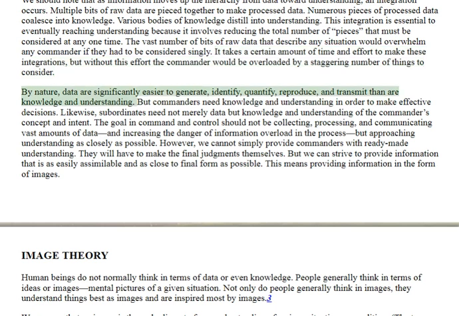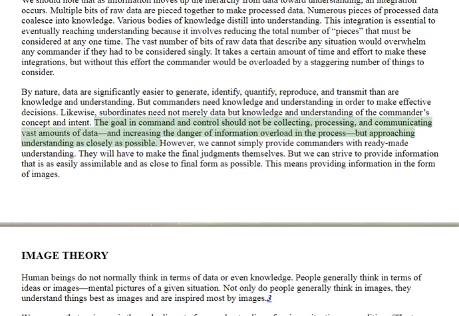By nature, data are significantly easier to generate, identify, quantify, reproduce, and transmit than are knowledge and understanding. But commanders need knowledge and understanding in order to make effective decisions. Likewise, subordinates need not merely data but knowledge and understanding of the commander's concept and intent.